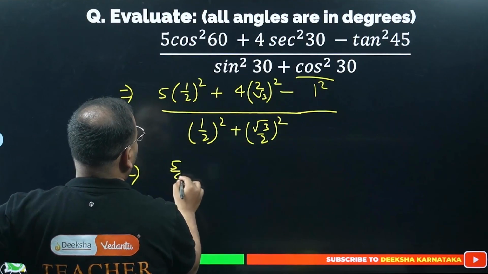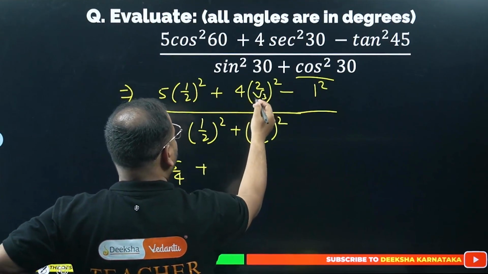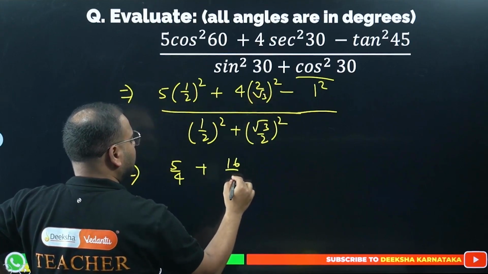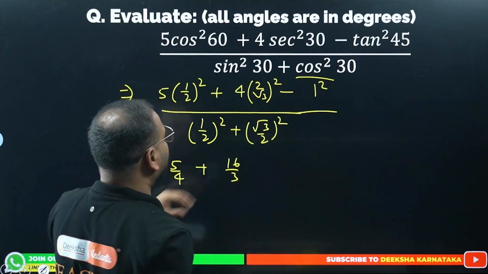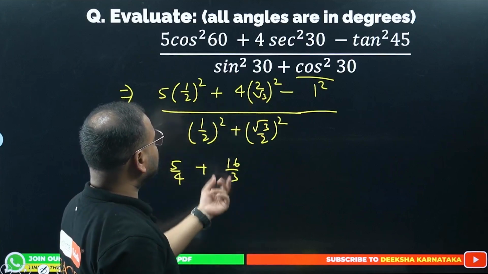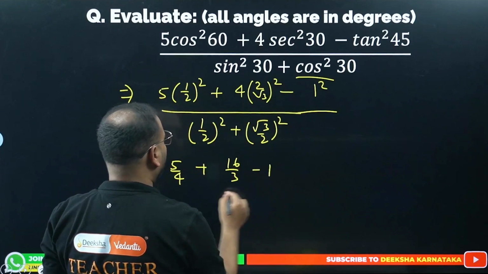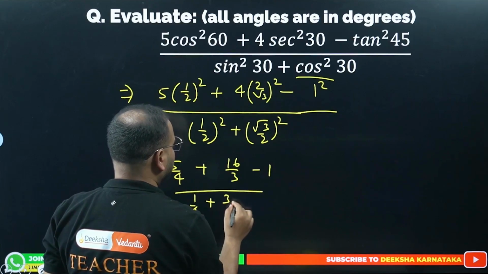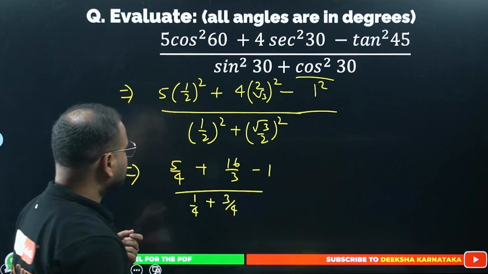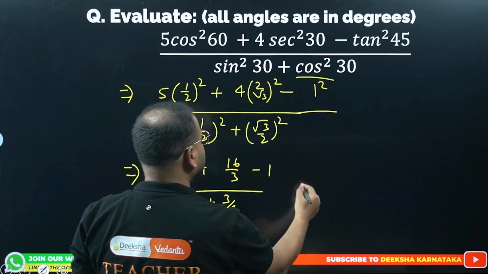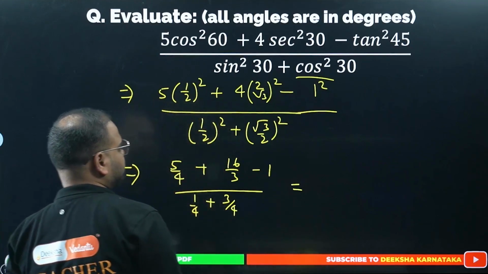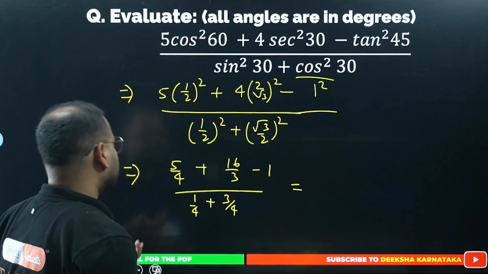5 by 4 plus the square of this will be what? 4 times 4, so 16 by 3, right? 2 square is 4, 4 times 4 is 16, and root 3 square is 3. Minus 1, upon 1 by 4 plus 3 by 4. So you have to simplify this. Take LCM. Can you solve it? Should I skip this calculation part? No sir, solve it. Okay.